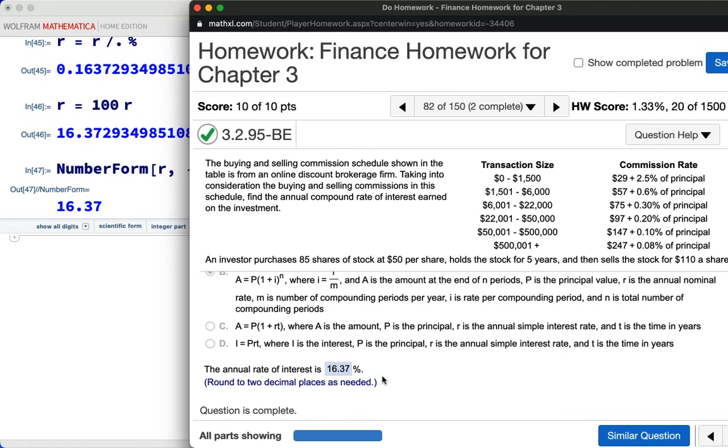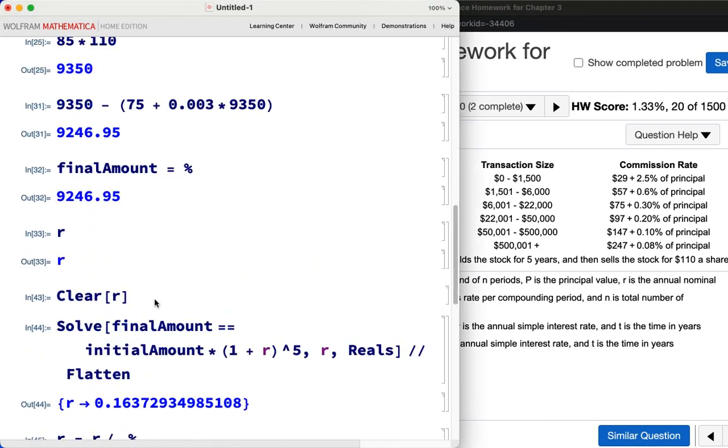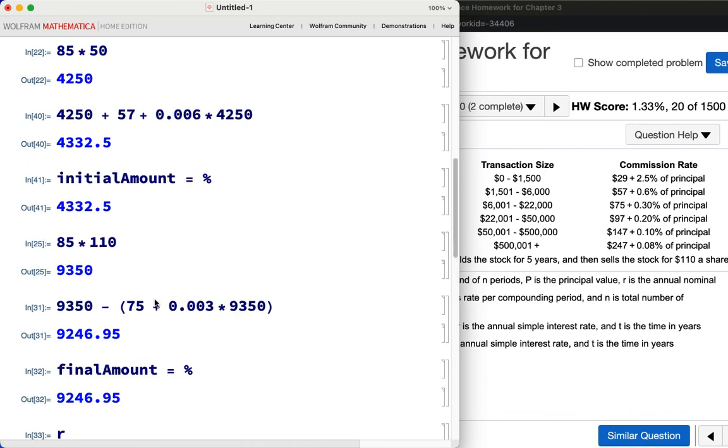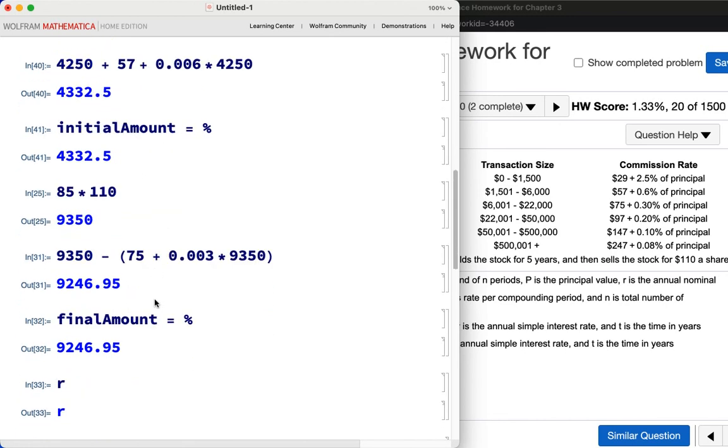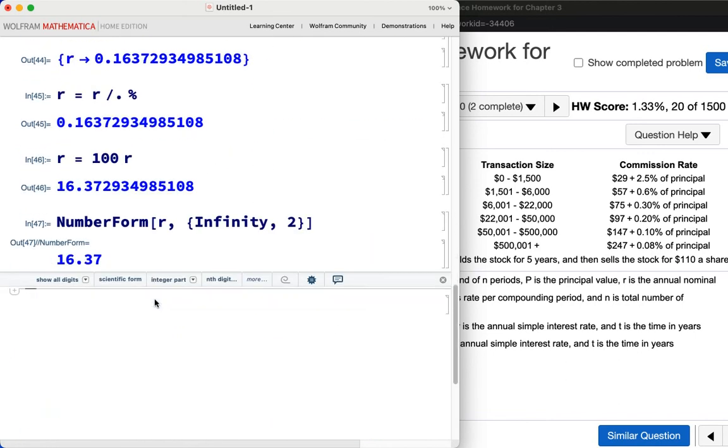All right, so the problem is a little bit tricky. The formula is easy, but what's tricky about the problem is that you have to modify the initial and final amounts before you use your formula. That's the tricky part of this problem.